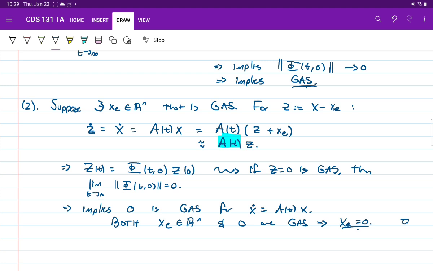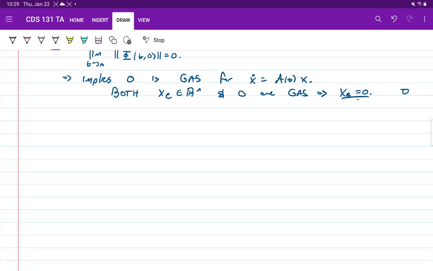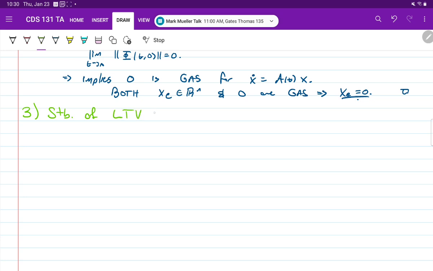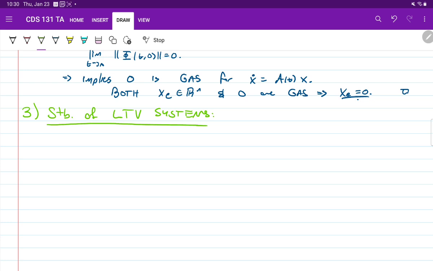Okay, so usually what we do at this point, after we've said some interesting things about the time-varying case, is we specialize to the time-invariant case. That's exactly what we're about to do. So let's go ahead and talk about our third and final point for today, which is the stability of linear time-invariant systems. My goodness, excuse me, I'm not going to repeat myself too much.